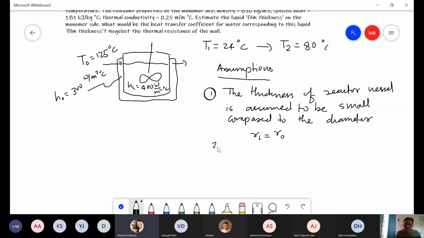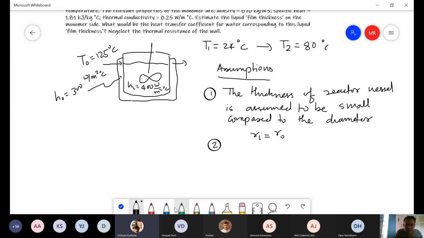So when we say that Rf is equal to R naught, aren't we saying that the thickness of the jacket is negligible? No, we are not saying jacket. The outer jacket is where the oil is flowing. Inside the reactor there is a monomer in the liquid state, and both are separated by a reactor wall which is made up of metal. Now you are able to get it.